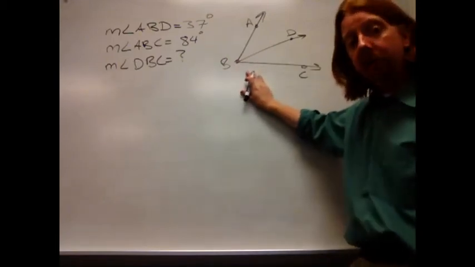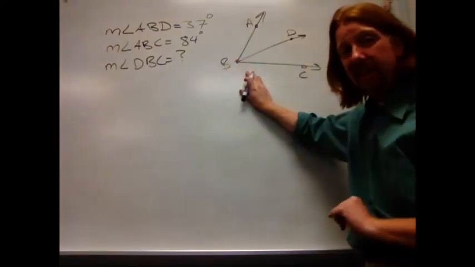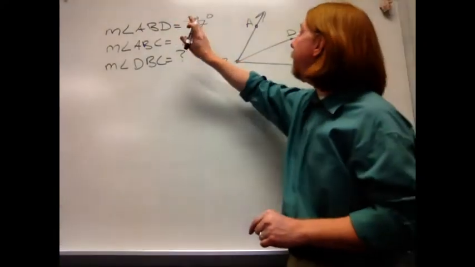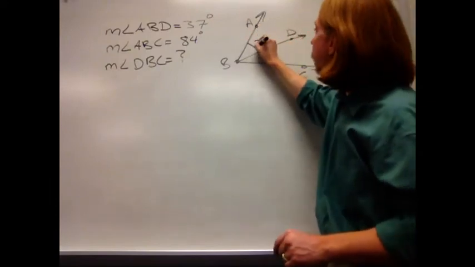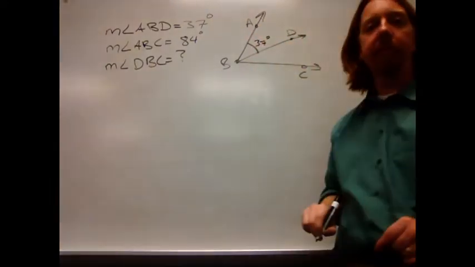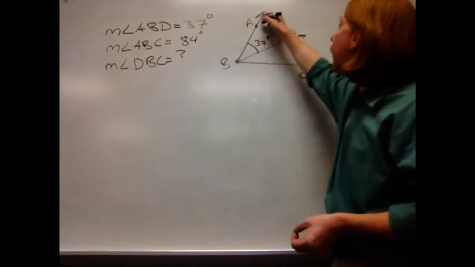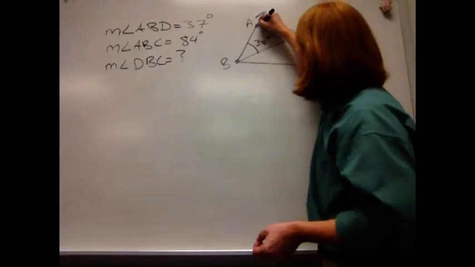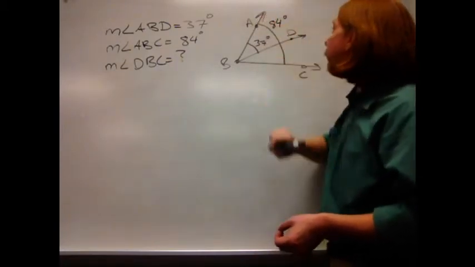Now, one of the reasons I emphasize the way we name our angles is so we can take that information and translate it over here. So angle ABD is this angle right here. That's going to be 37 degrees. Then it says that measure of angle ABC is 84. ABC. So that's this angle here is 84 degrees.